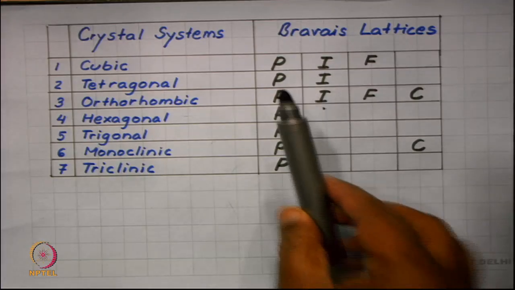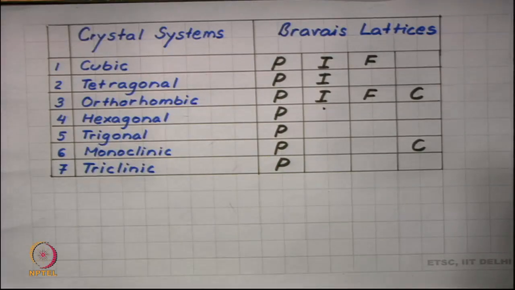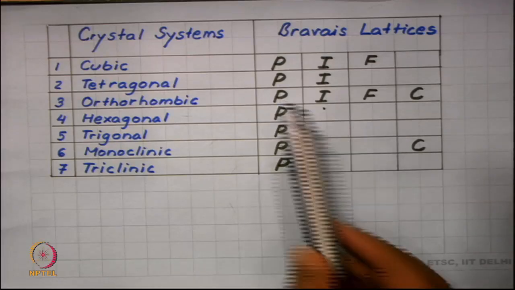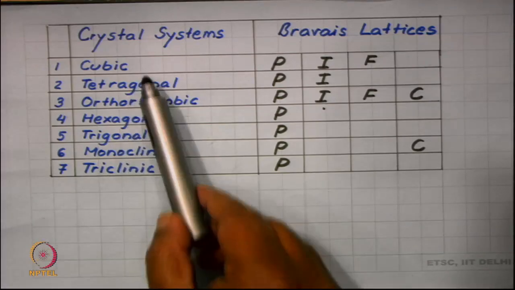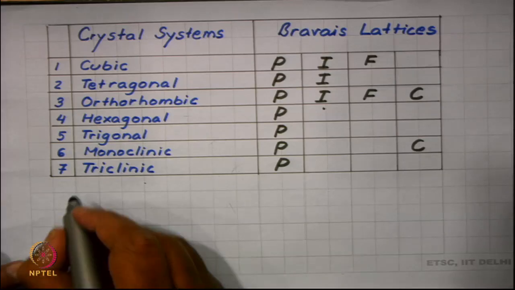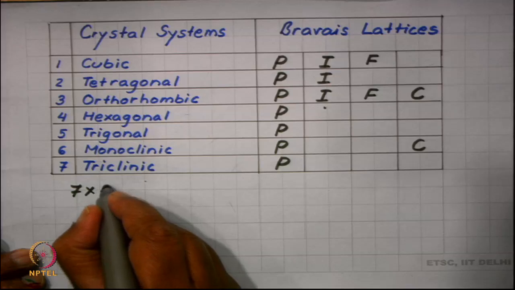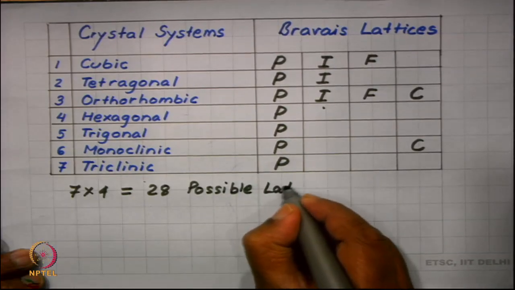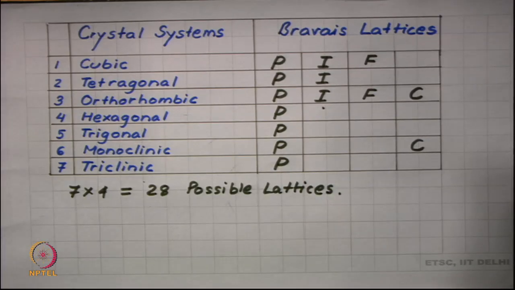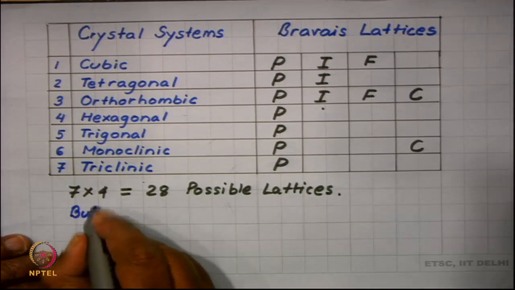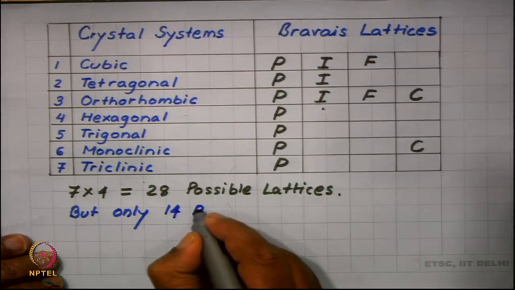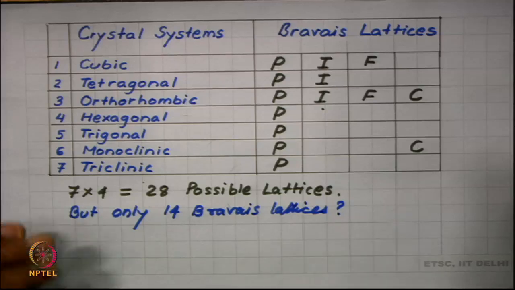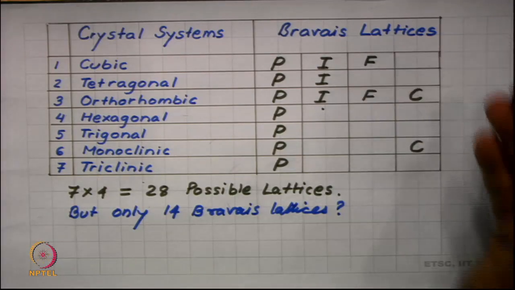So, we can see that 7 different crystal systems are there, and in each crystal system, like in orthorhombic, 4 possible Bravais lattices could have been there, P, I, F and C, but only orthorhombic has all 4. So, 7 systems, 4 types, 7 into 4, 28 possible lattices, but we have only 14 Bravais lattices. So, why so many other lattices which were possible, but are not there?